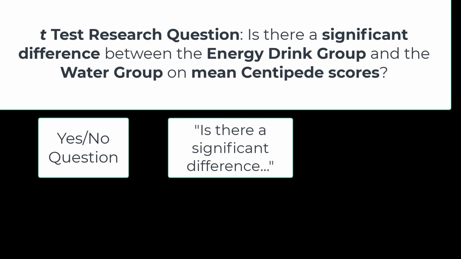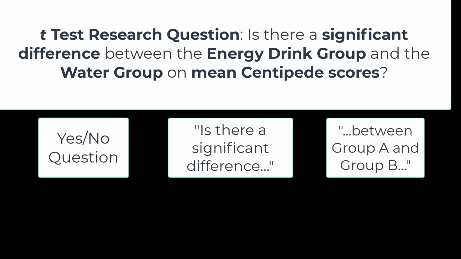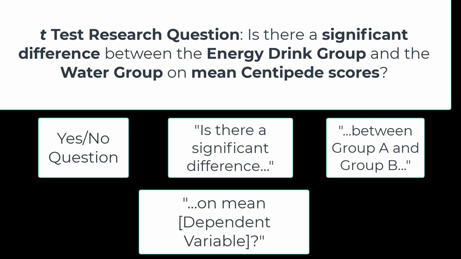Third, the independent measures t-test question will always specify two mutually exclusive groups, a group A and a group B. Individual study participants are assigned to one and only one group. This is why we refer to it as an independent measures t-test. No double dipping allowed. Finally, notice that a t-test question asks about differences in a mean dependent variable. The dependent variable is the outcome of the study. In this example, it refers to mean centipede scores for each group.